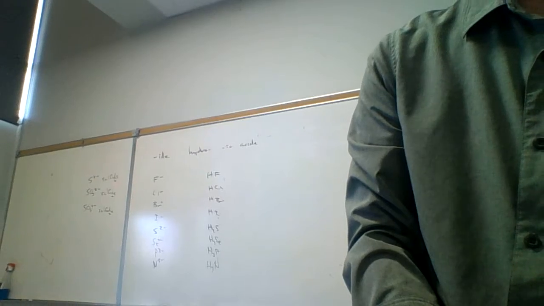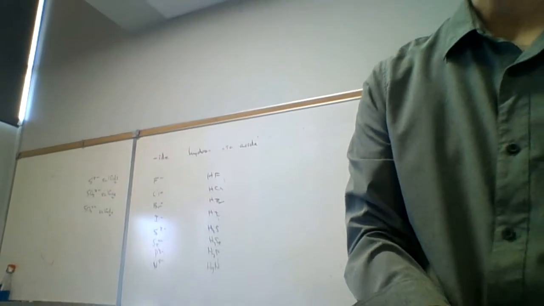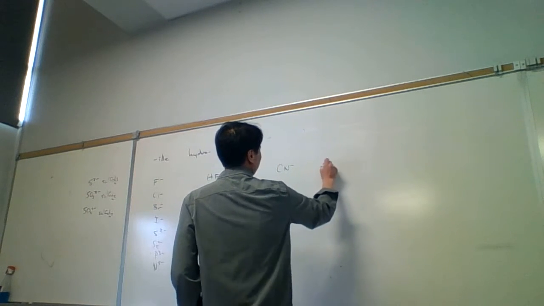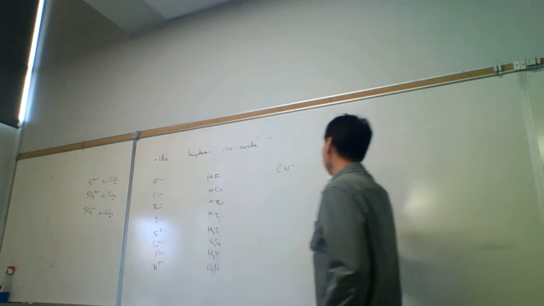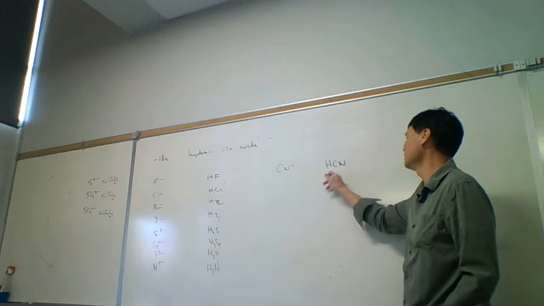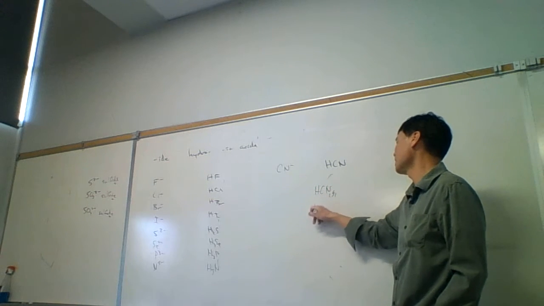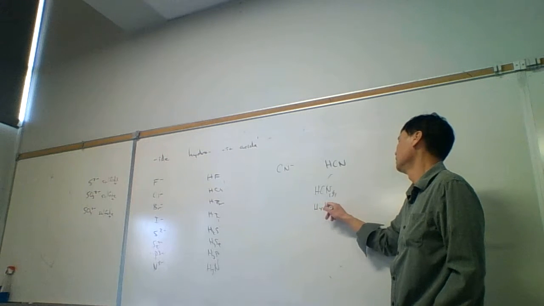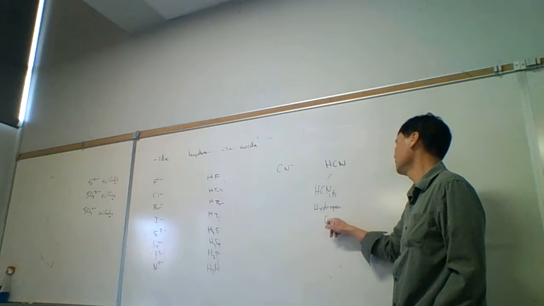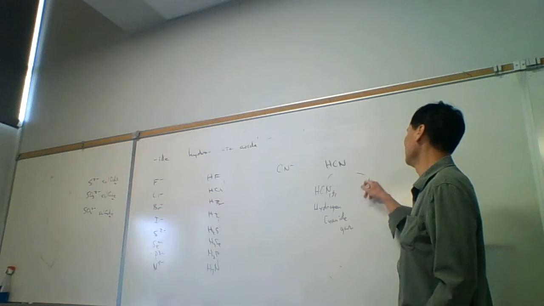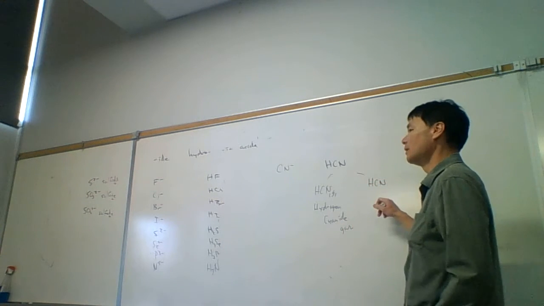What other ide did you have to memorize? Cyanide. This is a common one. What would we call HCN? Well, there are two names for this. One name is when it's a gas. HCN gas is called hydrogen cyanide gas. However, when it's aqueous, we give it the acid name usually.